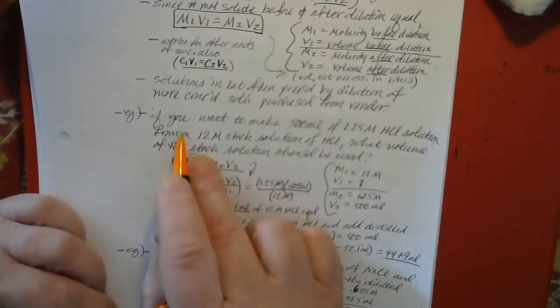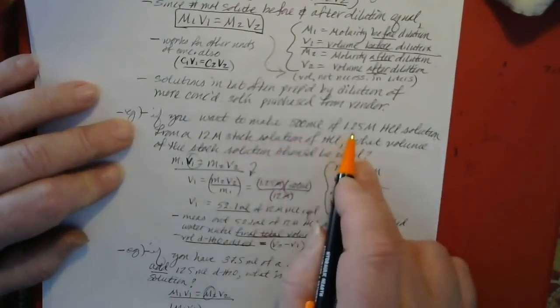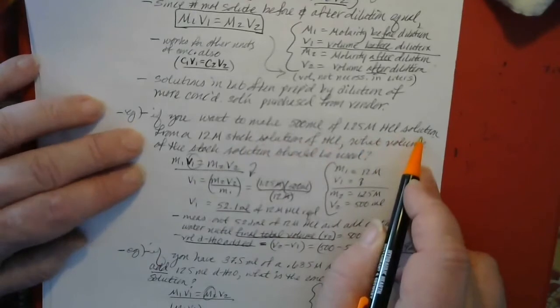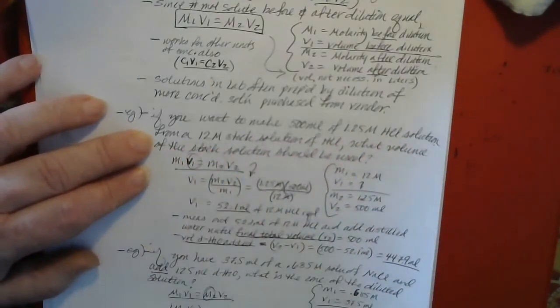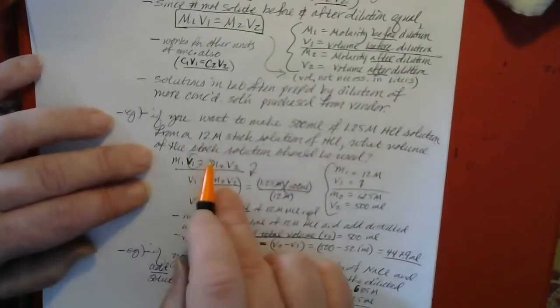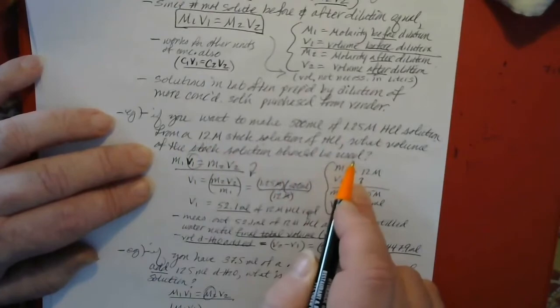So for example, if you want to make 500 milliliters of a 1.25 molar hydrochloric acid solution from a stock bottle, that's what we call the bottles that we keep in the stock room, where the concentration is 12 molar, then what volume of the stock solution, that is the 12 molar stuff, should be used?